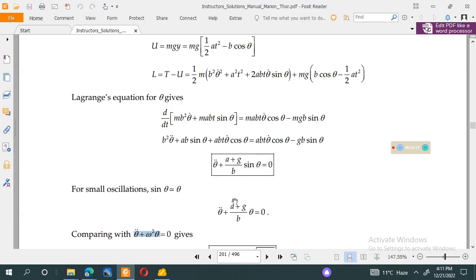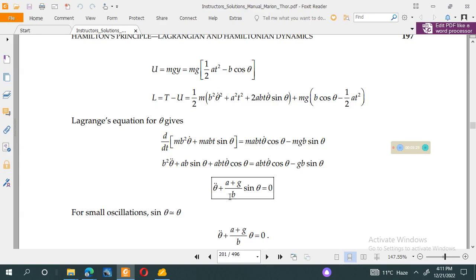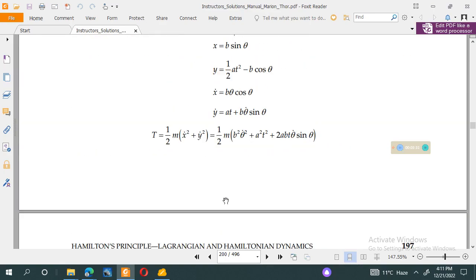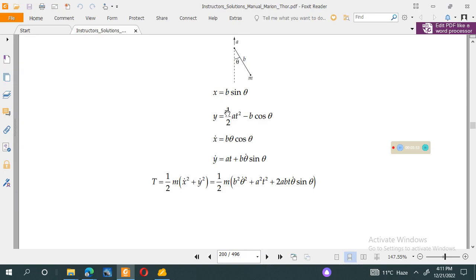And this was a very simple question in which we just have to take the equation of motion for x and similarly the equation of motion for y.